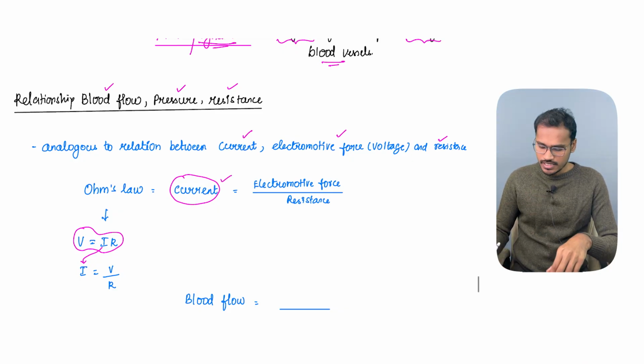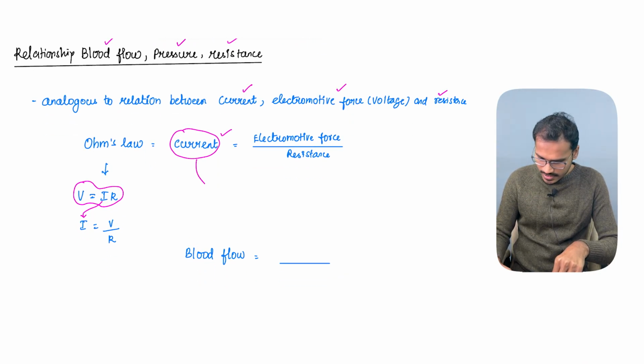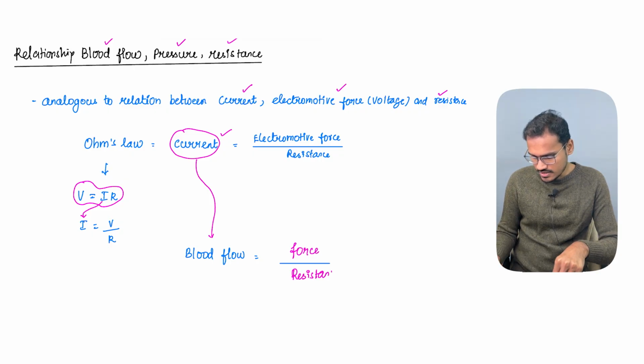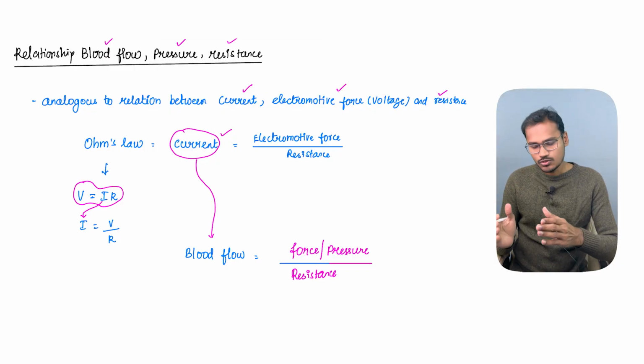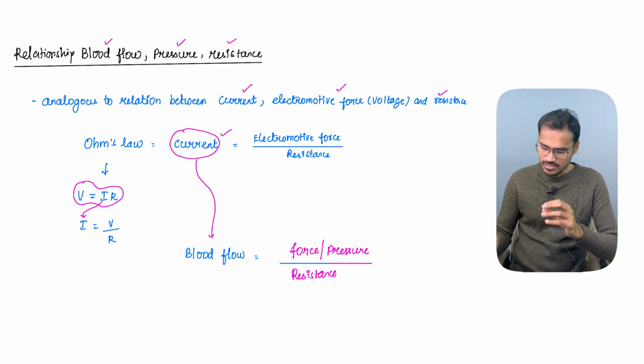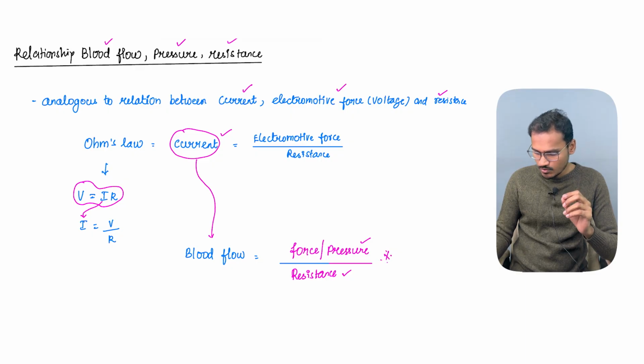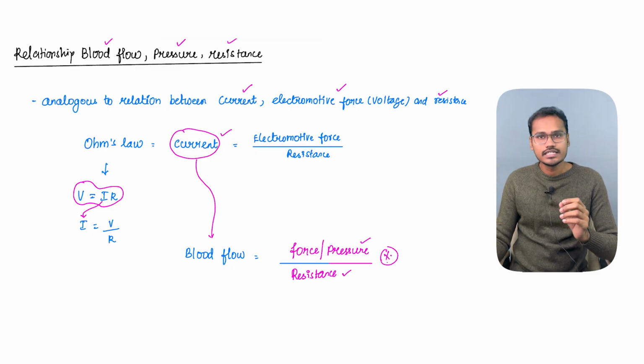In a very similar manner, just like the current flow, the blood flow is equivalent to the flow force upon resistance. This force is also called pressure, so it is pressure upon resistance. The force here is the pressure, and resistance is the total peripheral resistance given by the blood vessels. So pressure upon resistance is equal to the blood flow. Try to remember this formula. We will come back to it on a later slide also.